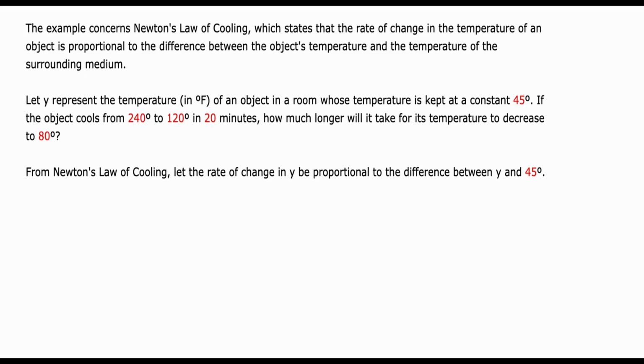This example concerns Newton's law of cooling, which states that the rate of change in temperature of an object will be proportional to the difference between the object's temperature and the temperature of the surroundings. Let y represent the temperature of an object in a room where the constant temperature of the room is 45 degrees. The object starts out very hot at 240 degrees, but it cools to 120 degrees after 20 minutes.